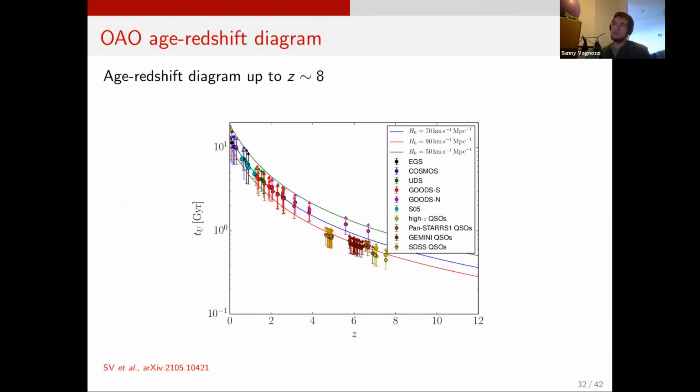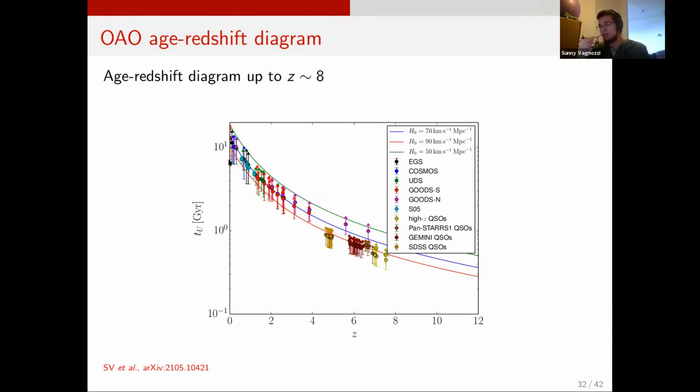So what we did in this paper was we went through the CANDELS catalog. CANDELS is a catalog of high redshift galaxies up to redshift roughly 6. They measure the spectra of millions of galaxies. And they also estimate the ages of galaxies in many, many different ways, at least 15 different ways.